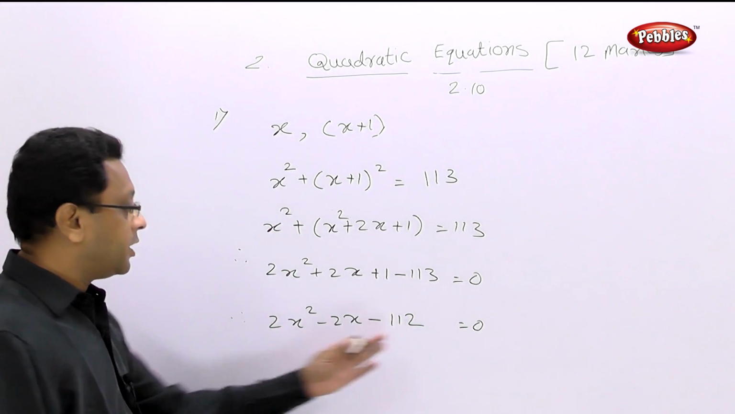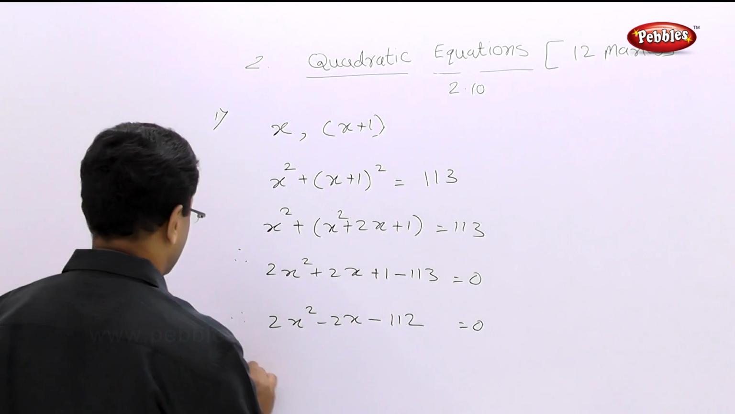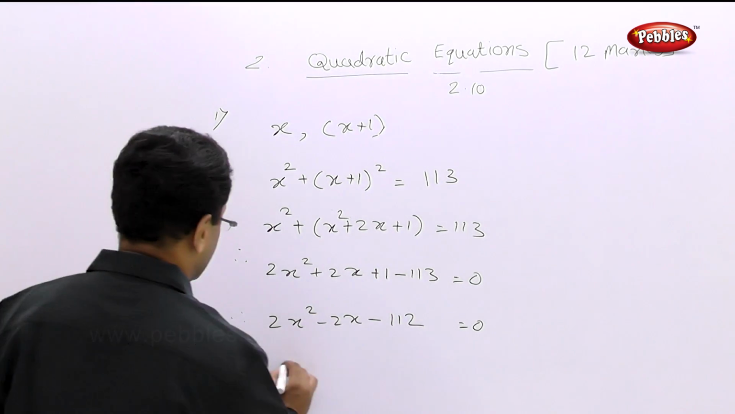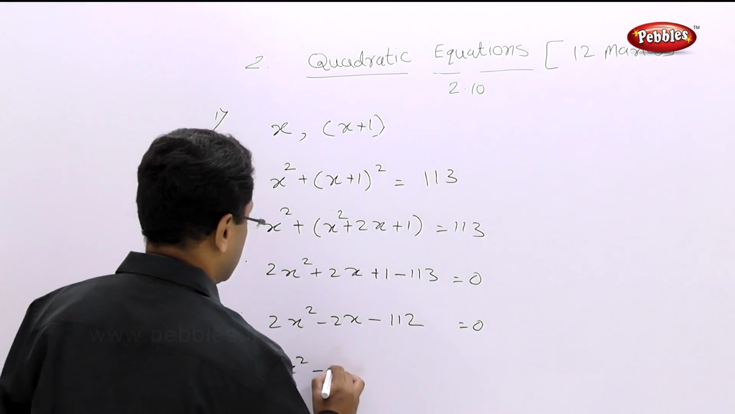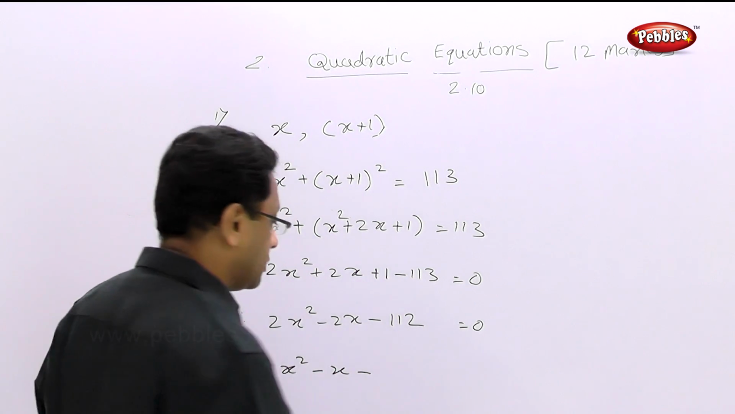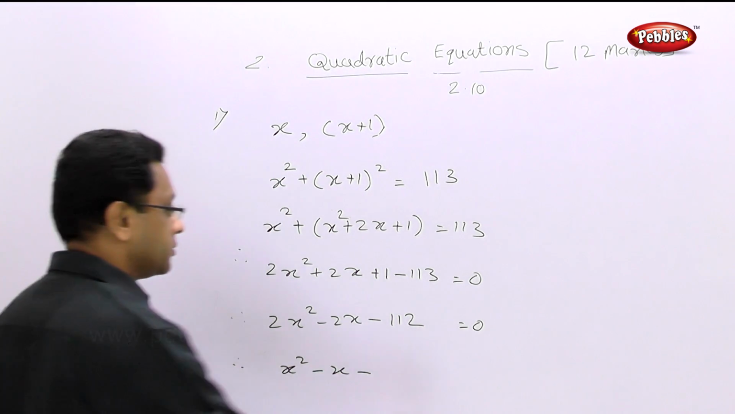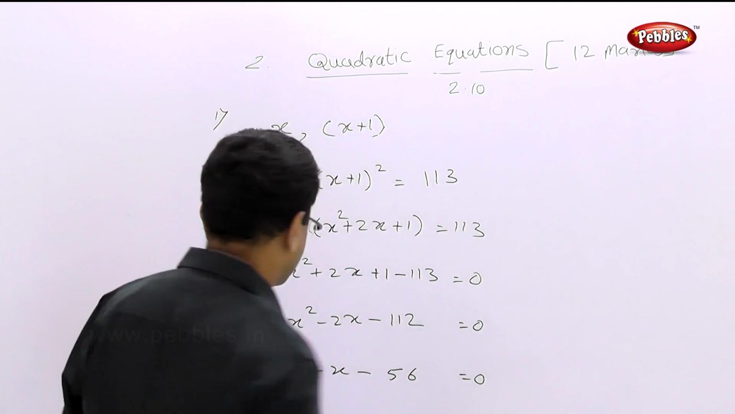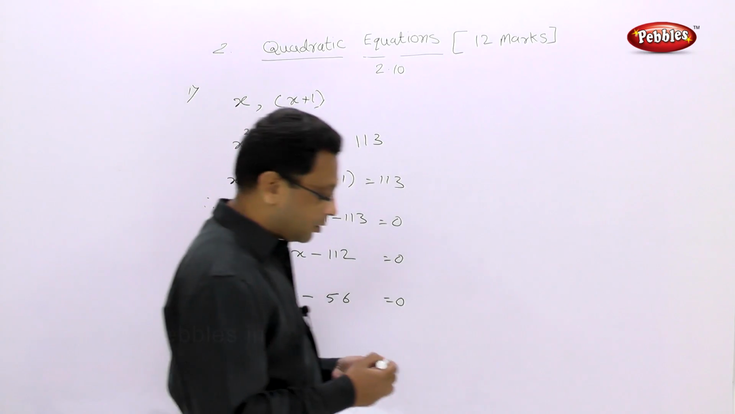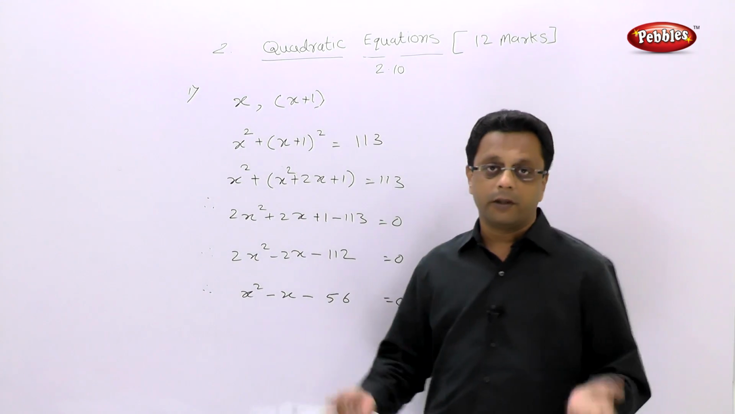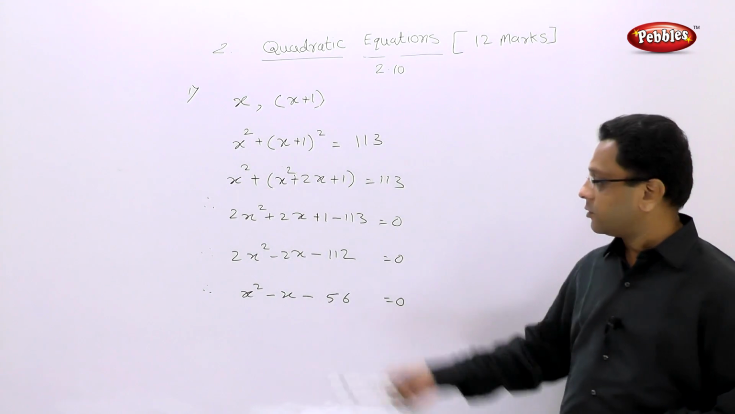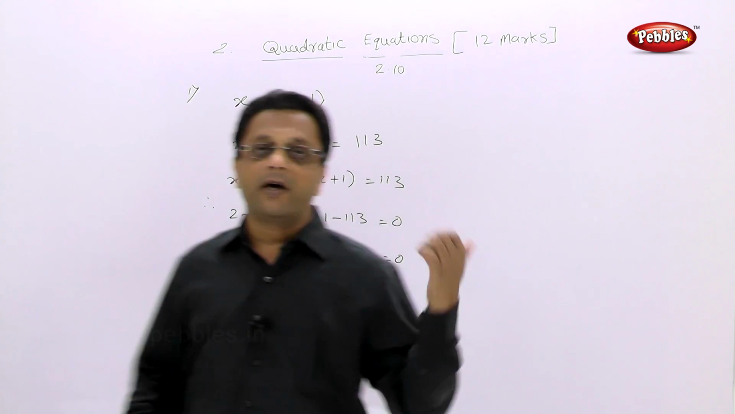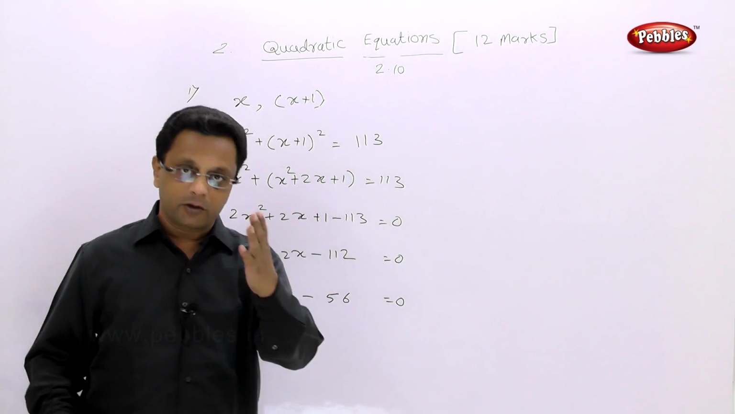Of course we can eliminate this 2 by dividing the equation by 2. So we get x square plus x minus 56 equal to 0. Now this is a normal quadratic equation. We have already seen so many examples of this type. So pause the video here and solve this example to find out the value of x. Pause the video now.